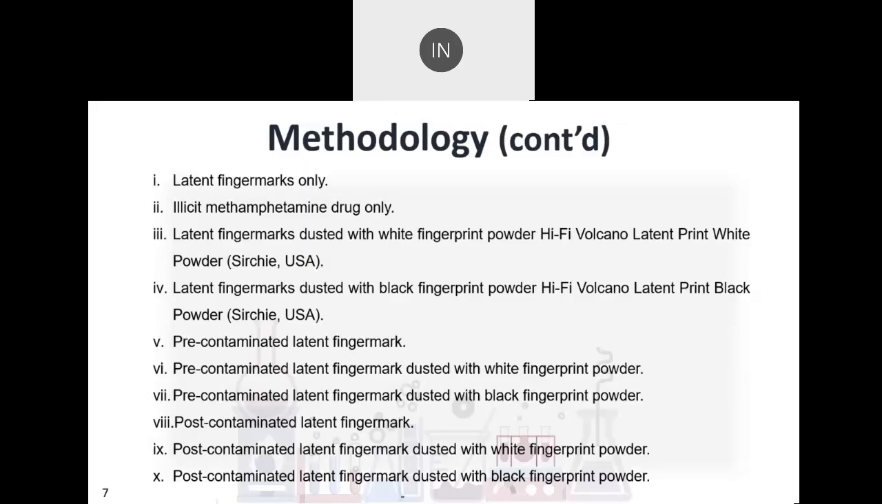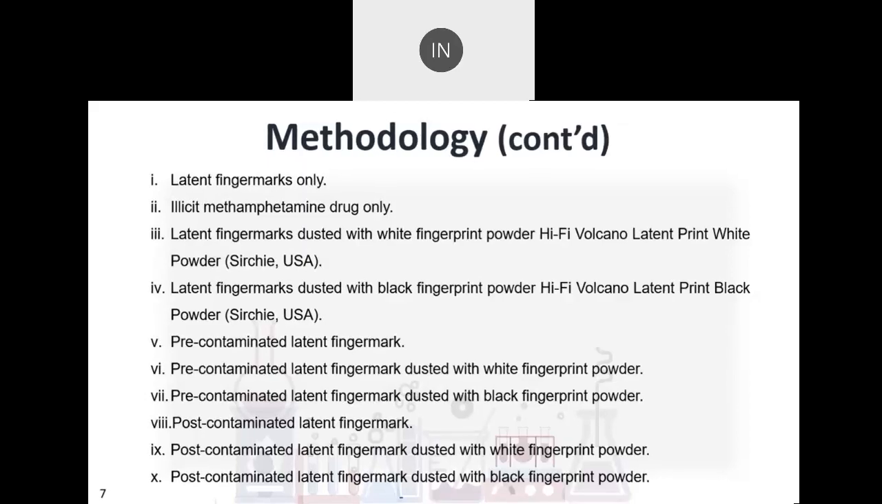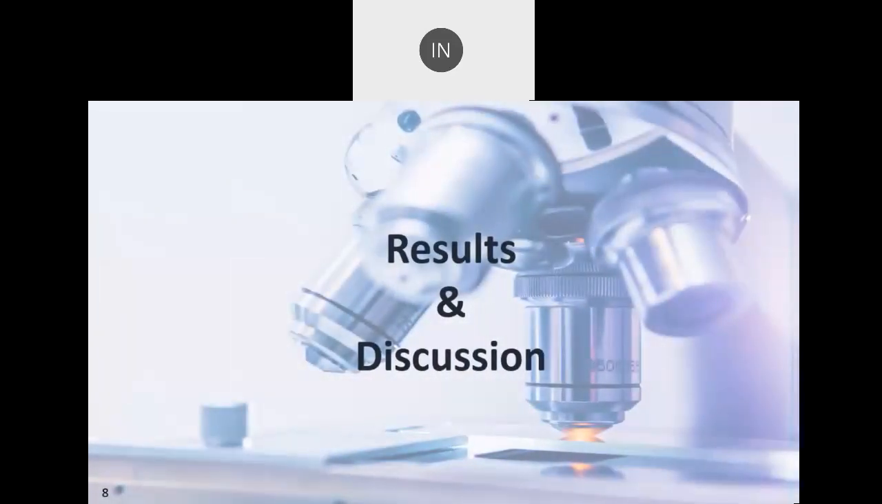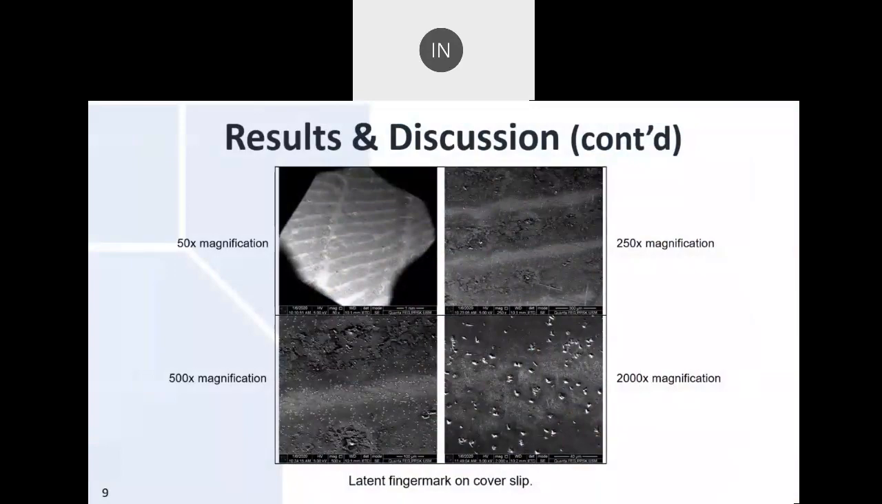Pre-contaminated fingermarks were fingermarks that were deposited on a clean surface, followed by the deposition of methamphetamine salt by spraying. For post-contamination, the fingermarks were deposited on the surface that had been priorly contaminated with the methamphetamine salt. Each sample was visualized at 50 times, 250 times, 500 times, and 2000 times magnification.